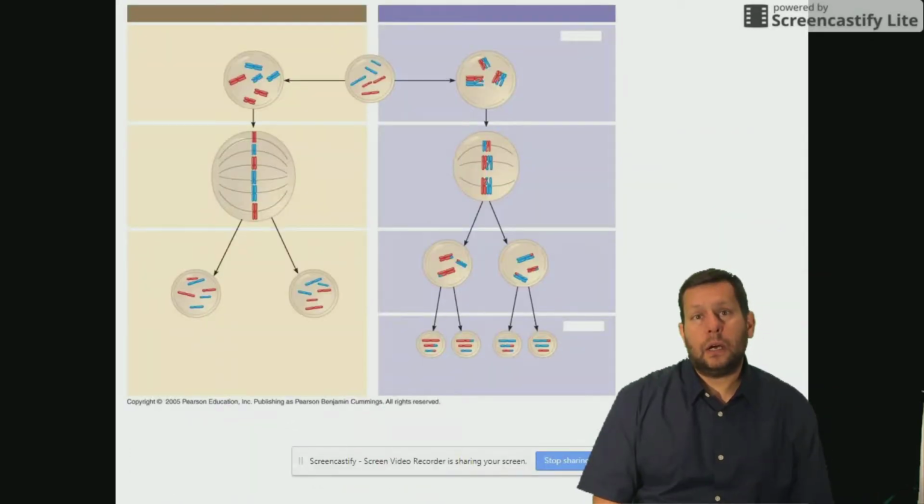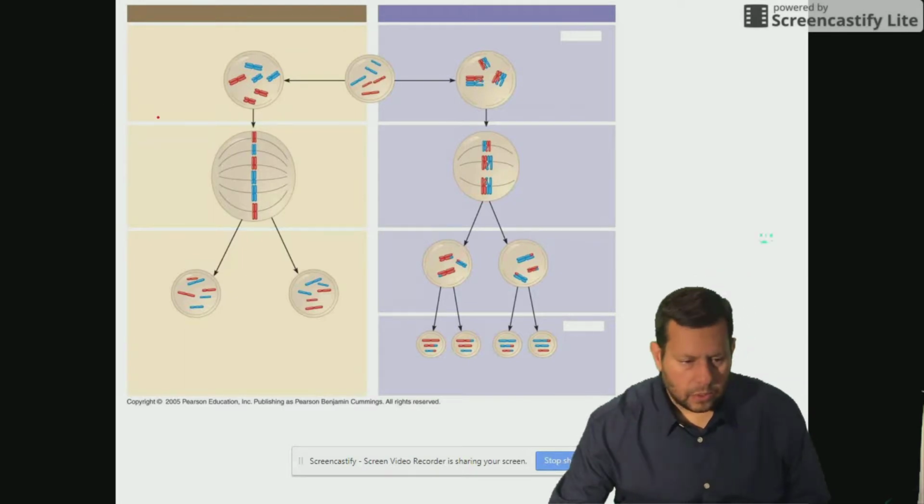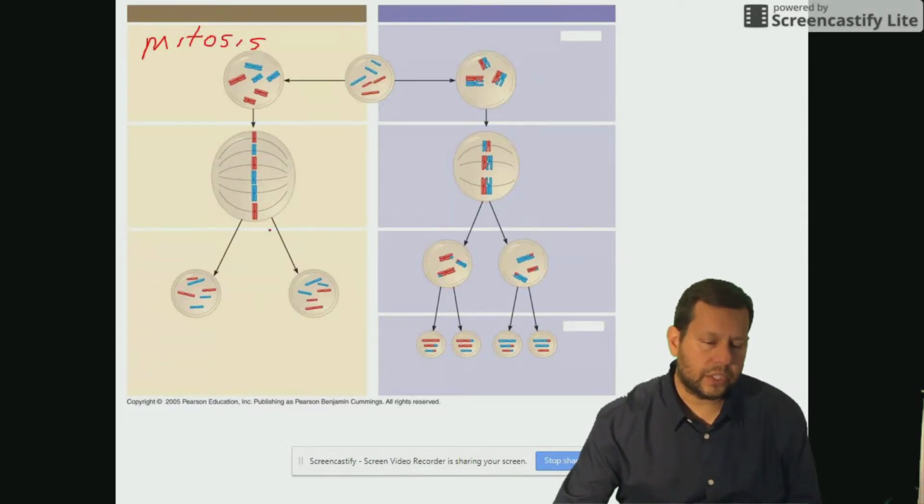Okay, so what we see on this slide here is a comparison between mitosis and meiosis. On the left here in tan, we can see this is mitosis. And we can see that we're getting 2 new cells, we're getting 1 division. The chromosome number is the same. If you count here, 1, 2, 3, 4, 5, 6, we've got 6 chromosomes up here, and we wind up with 2 new cells with 6 in each.